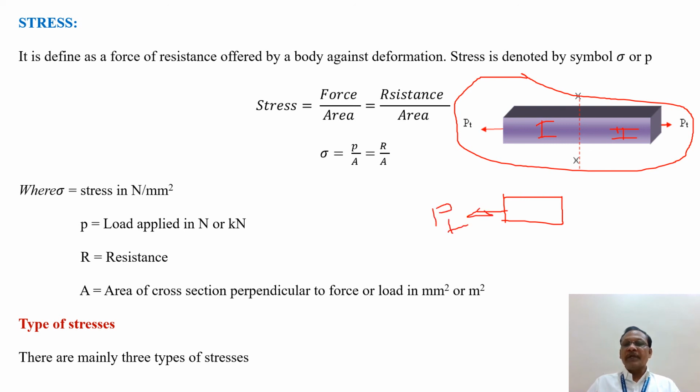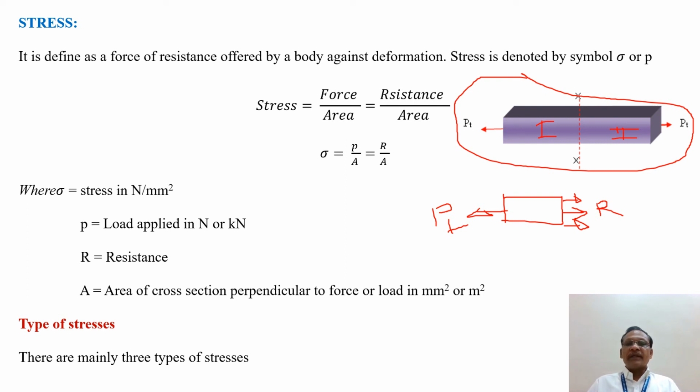Now who will keep this part in equilibrium? That is the internal resistance offered by this material against this external force. So this internal resistance will keep the first part in equilibrium. Similarly, the second part of the bar is also kept in equilibrium.